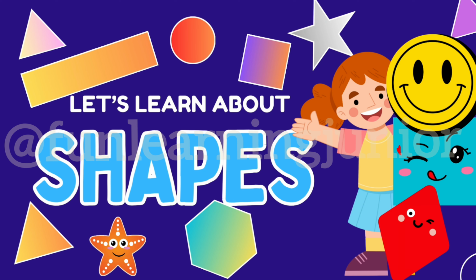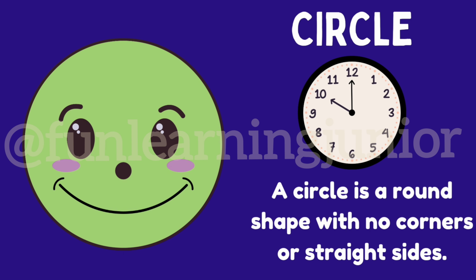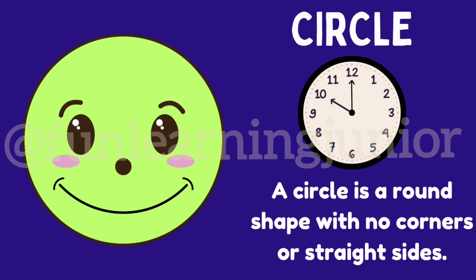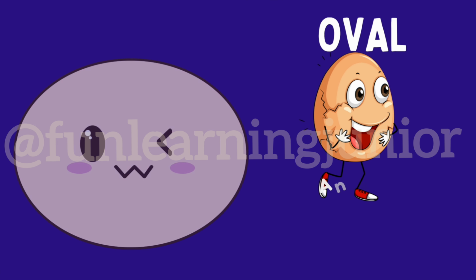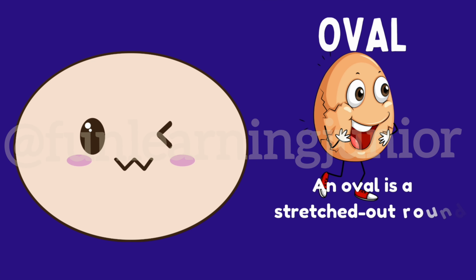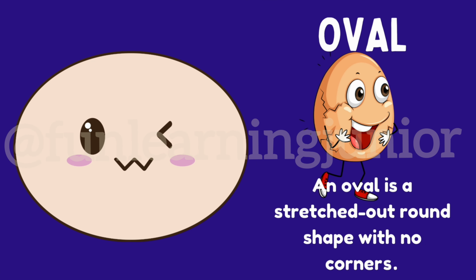Let's learn about shapes. Circle. A circle is a round shape with no corners or straight sides. Oval. An oval is a stretched out round shape with no corners.